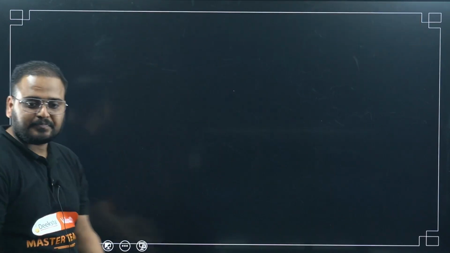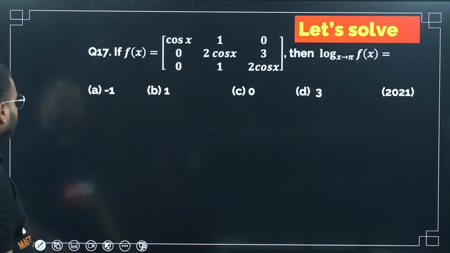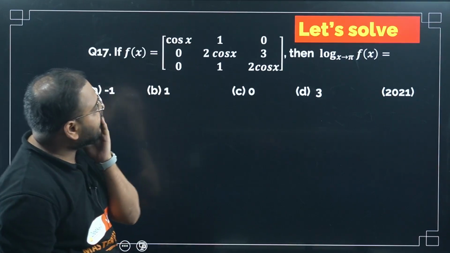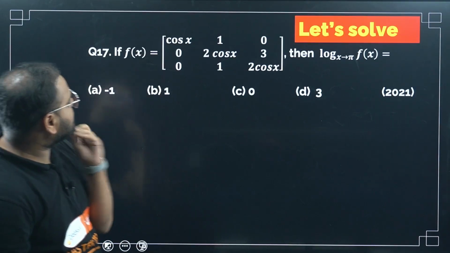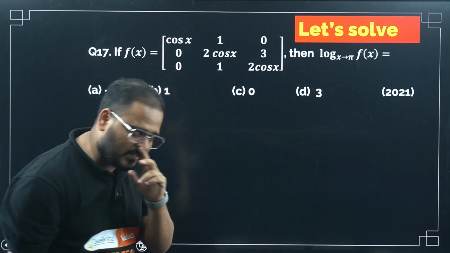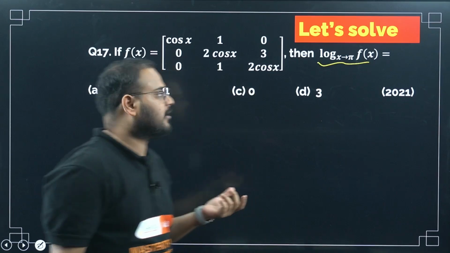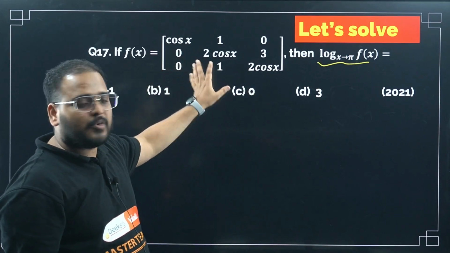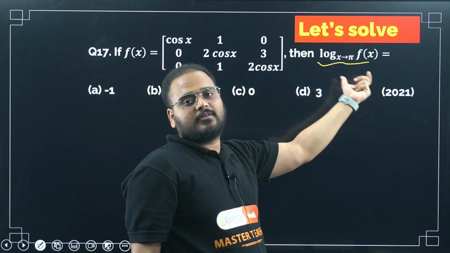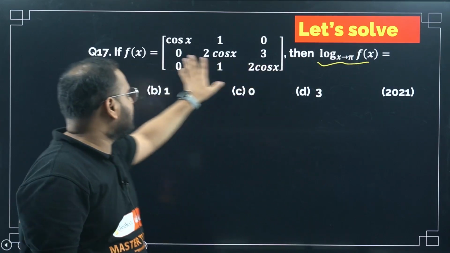Let's move on. Okay, this is given in terms of trigonometric function. They are asking us to find the limit of f(x). So first we have to find the determinant of this, because we need the function's value, then only we can apply the limit, right? So first find the function's value.